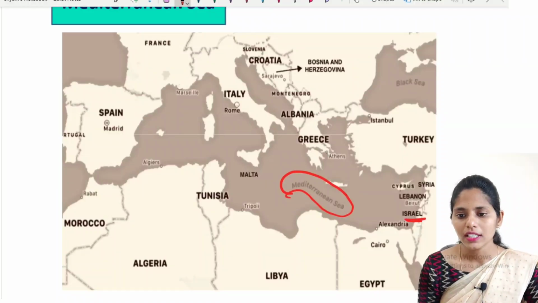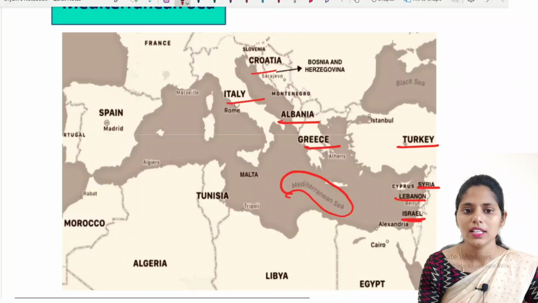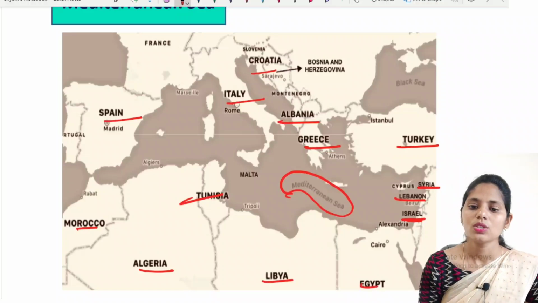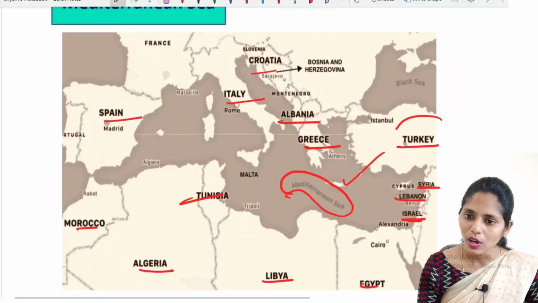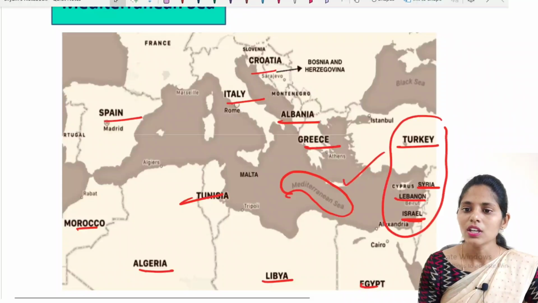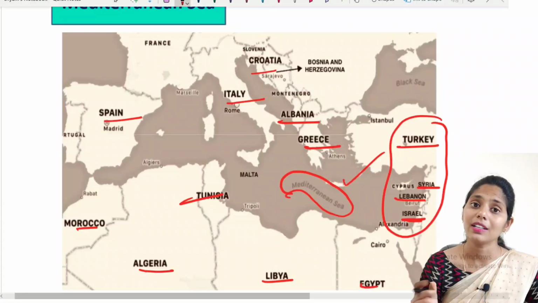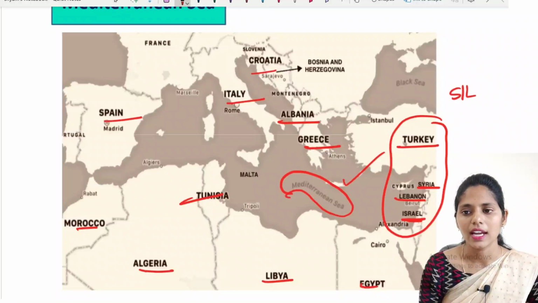So if you start here, it is Israel, Lebanon, Syria, Turkey, Greece, Albania, Croatia, Italy, Spain, Morocco, Algeria, Tunisia, Libya, and Egypt. So these are the countries which are sharing a boundary with the Mediterranean Sea. So if we are talking from this side, okay, from the Israel side, I will give you a mnemonic to remember these countries which are sharing a boundary with the sea, that is SILT.